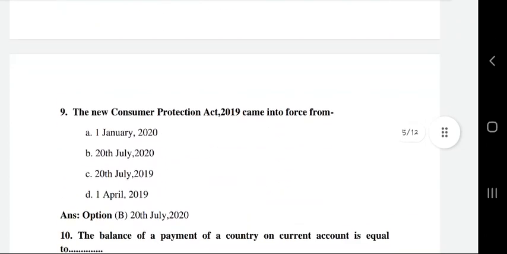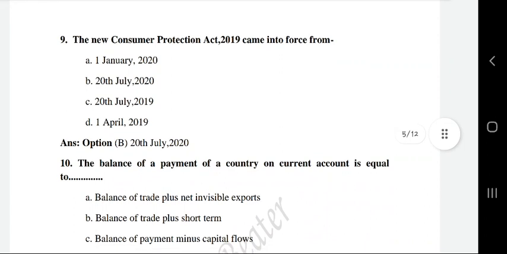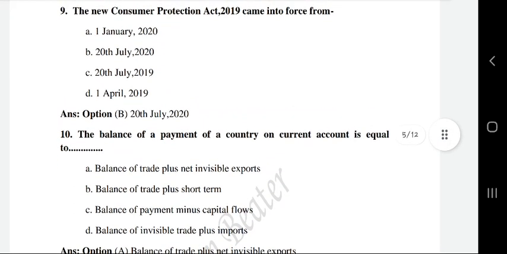Then next, the new Consumer Protection Act 2019 came into force from. Options: 1st January 2020, 20th July 2020, 20th July 2019, 1st April 2019. Option B is the answer, 20th July 2020.